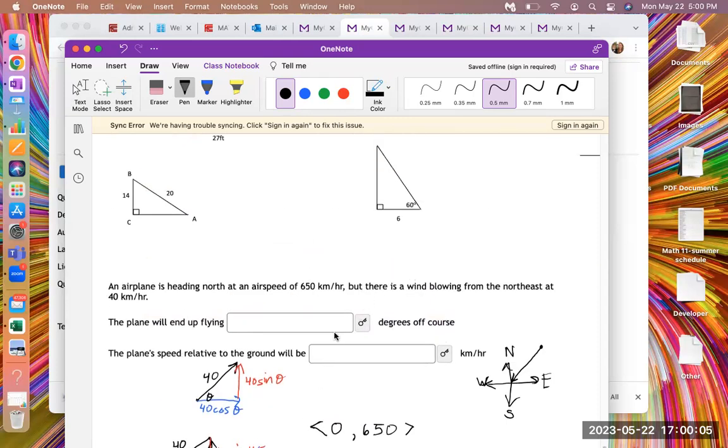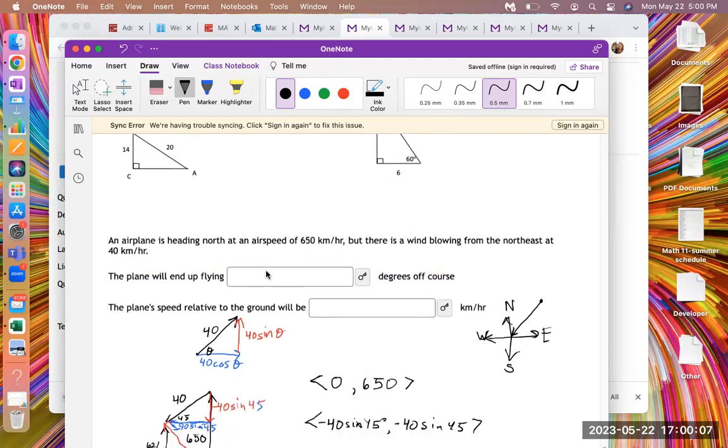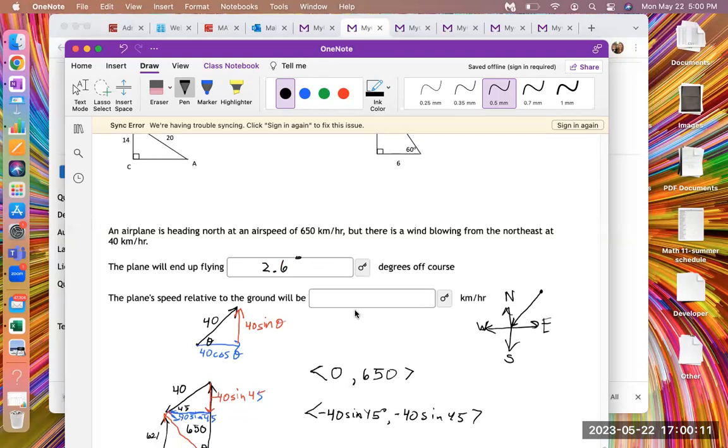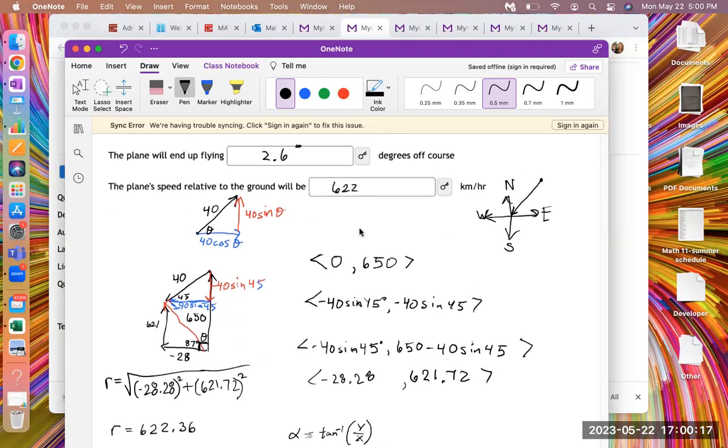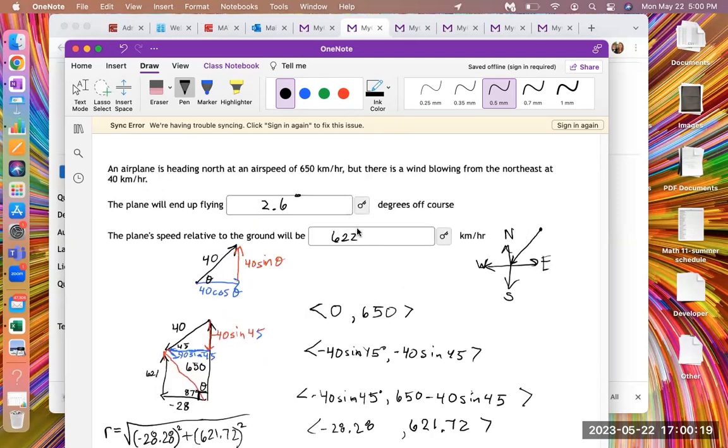All right, so let me just write it in. This would be 2.6 degrees, and this one was the magnitude of it, so 622. Usually if I don't know what to do in these problems, I just think, okay, let me find the magnitude and the angle that are associated with the resultant vector, and maybe that will find me some of the information that I need.